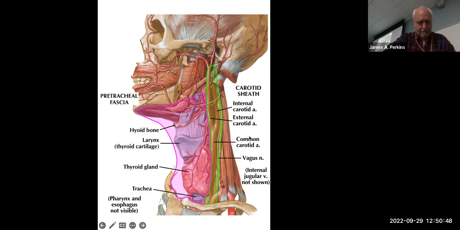And then on the right are labels for different structures within the carotid sheath, and that's represented by this green outline. So we've got internal and external carotid arteries, which are branching off of the common carotid artery. Vagus nerve is just barely visible in there. And then in this particular dissection, when Netter painted this, he had already removed the internal jugular vein. But just remember that that would also be present within that sheath.